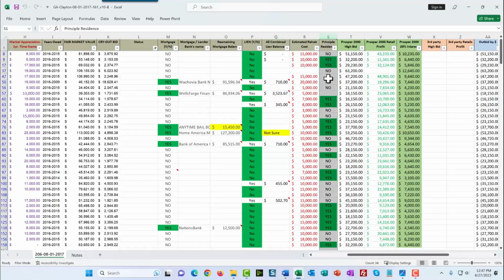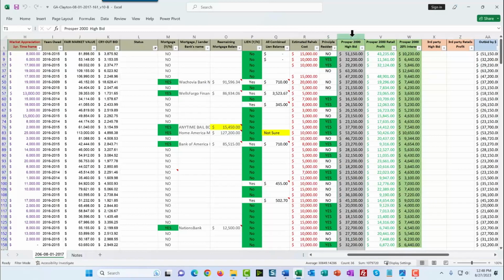Principal residence, so we know if the person that lives there, if it's his primary residence. If the answer is no, that would be the best scenario, because that's a higher probability that the property will not be redeemed. Usually when people live in a property and it's a primary residence, you would expect that the property will be redeemed. That's not always the case. You're going to gain that experience as you go.